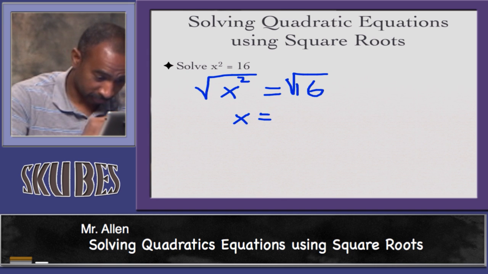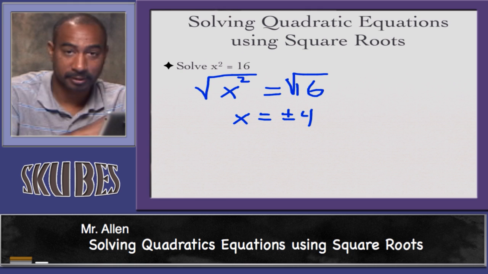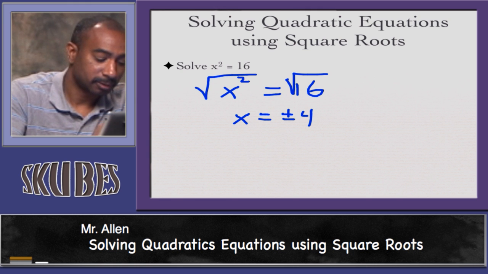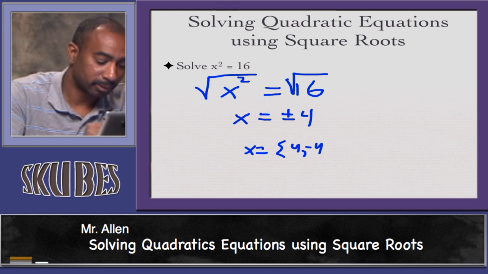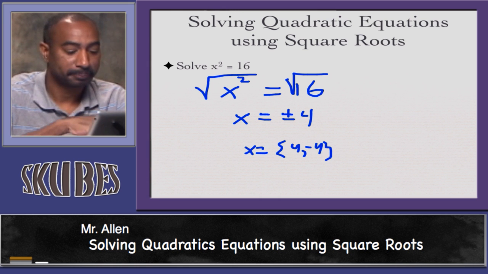If I unsquare 16, I get 4, but be careful, this is plus or minus 4, because negative 4 times negative 4 is also 16. So you can say x equals 4 and negative 4, or plus or minus 4.